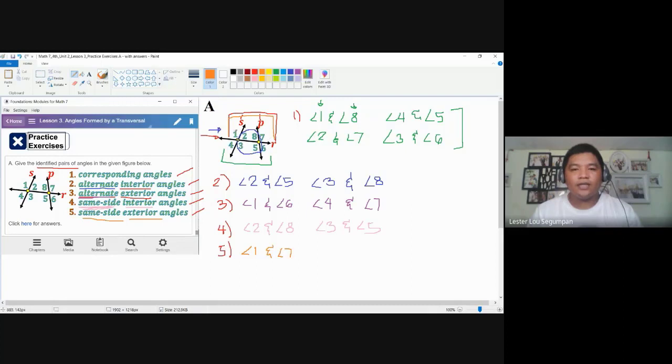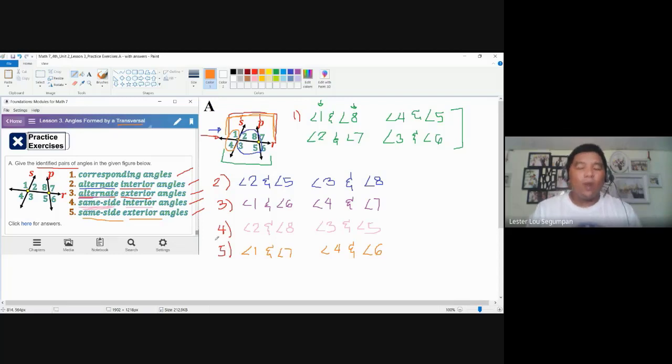Do not be confused in thinking that it is actually angle 4, because the transversal line here is line R, not line S. So if it's line R, the same side to angle 1 are these angles here, and the answer will be angle 7 for number 5. That leaves angle 4 and angle 6 as the last pair of same side exterior angles in this figure. So these are the pairs of angles formed when we have a transversal cutting two lines at different points.